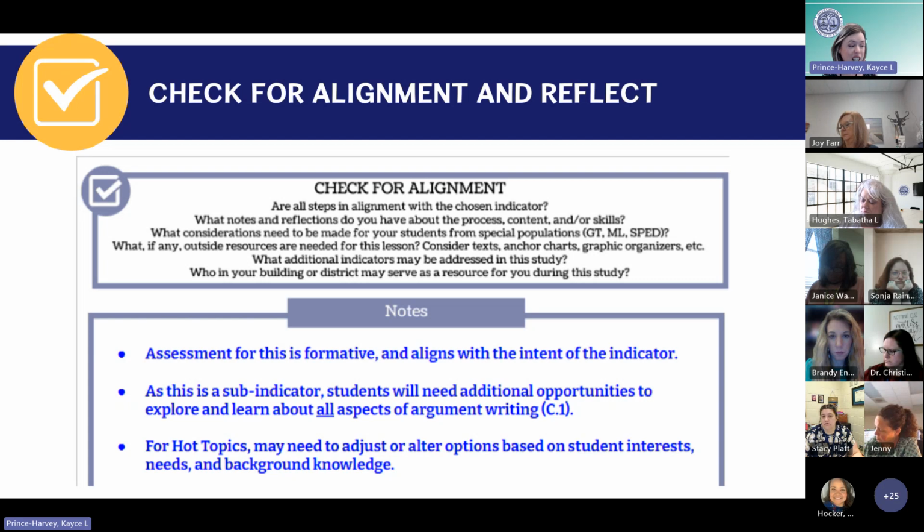For the hot topics, I might need to adjust or alter the options based on student interests, needs, and background knowledge. So here I'm using Carolina versus Clemson because I know that's a hot topic, but if I'm somewhere else in a different district or at a different level, I might need to change what those topics are.